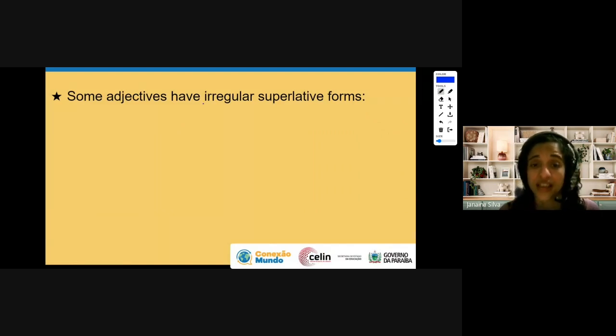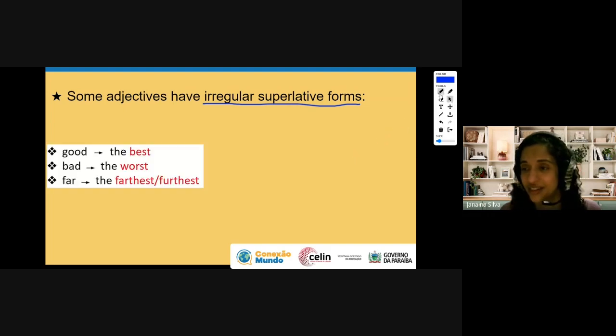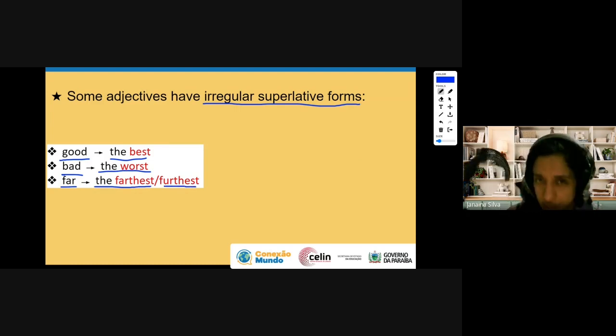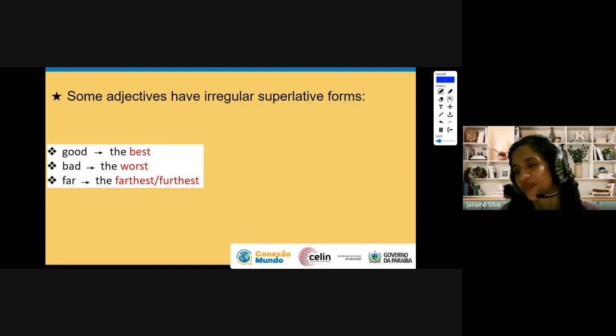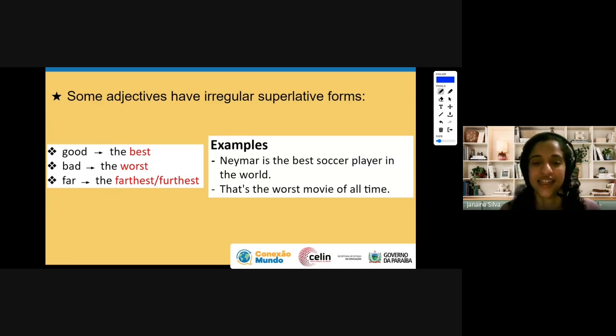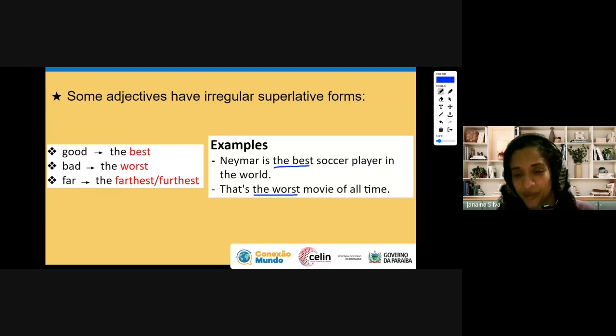Some adjectives have irregular superlative forms too. The adjectives you already know: good, bad, and far. And their superlative forms are the best, the worst, and the farthest or furthest. Okay. Examples. Neymar is the best soccer player in the world. That's the worst movie of all time.